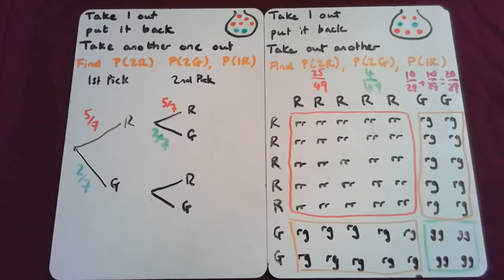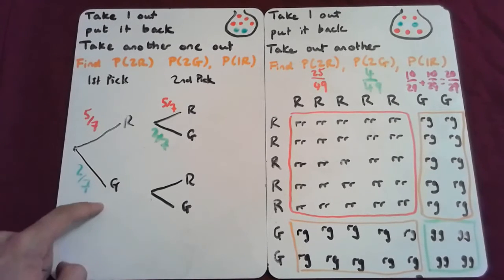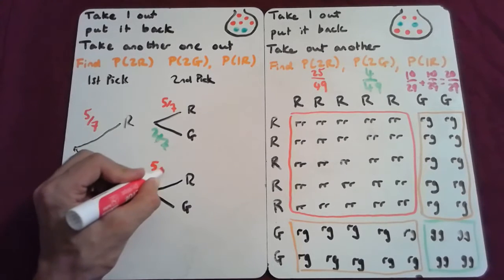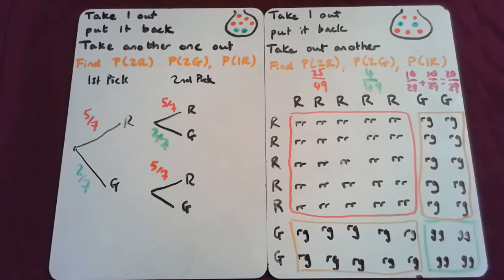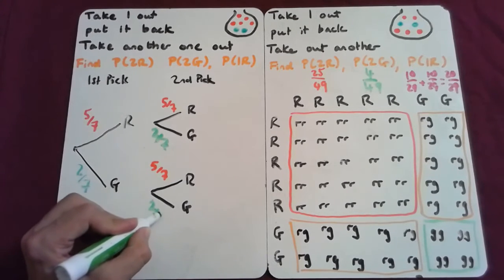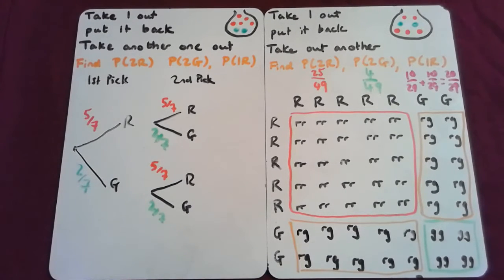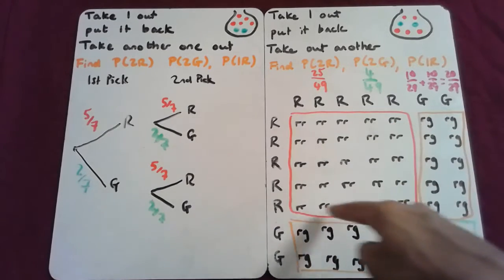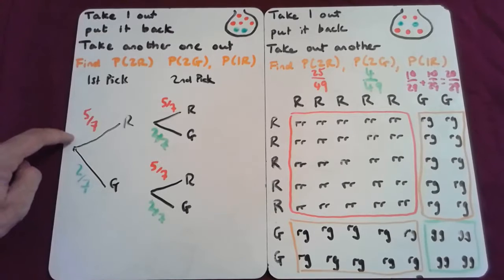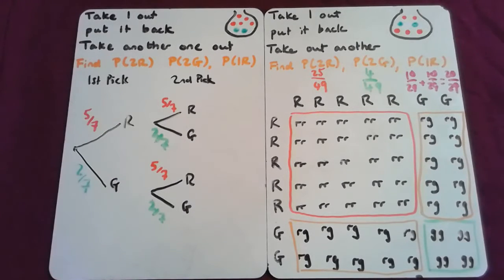Now the probability of getting a green, we said, is 2 out of 7, and red again is still 5 out of 7. And the probability of getting a green is still 2 out of 7. Now, if we look at our sample space diagram, we said the probability of getting 2 reds is 25 out of 49. Now that would be following this branch and then this branch again.